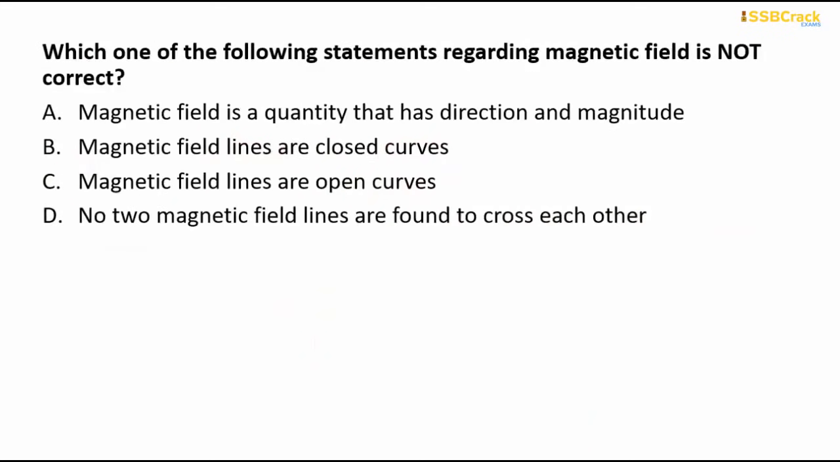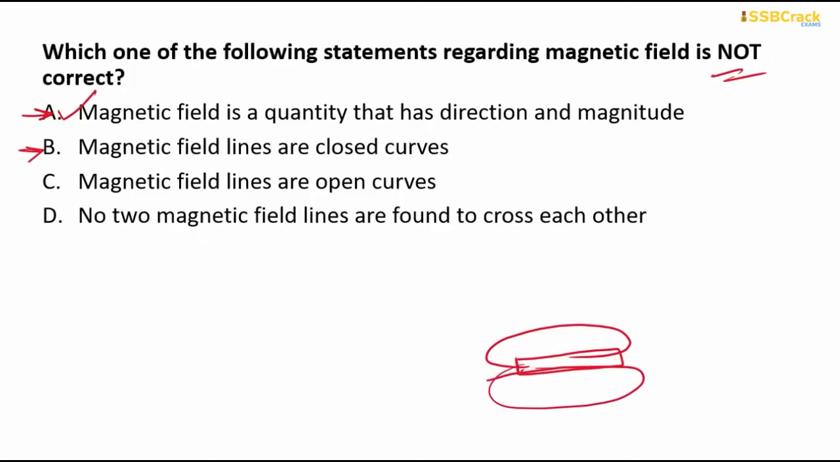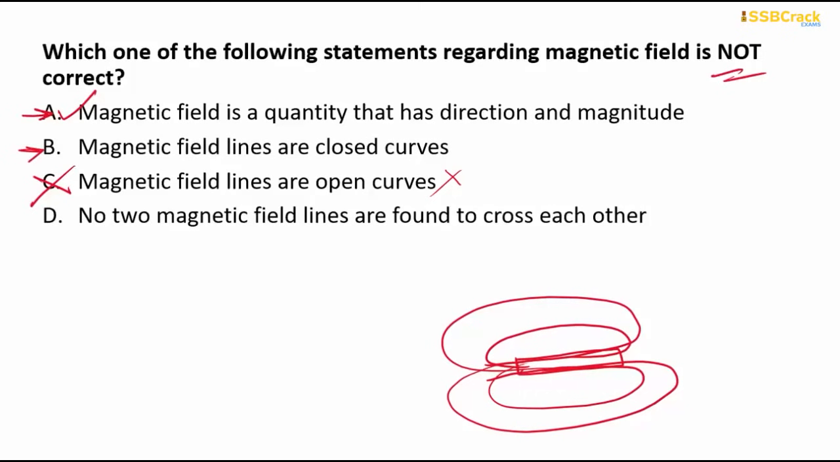Going on with the next important question: which one of the following statements regarding magnetic field is not correct? All of these statements are related to the magnetic field. What does option A say? Option A says that magnetic field is a quantity that has direction and magnitude. Yes, it is absolutely correct. Magnetic field does have direction and it does have magnitude. Going on to the next statement, it says that magnetic field lines are closed curves. Yes, magnetic field lines are always closed curves. Remember, magnetic field lines are always closed curves, but they are not open curves. So statement C is wrong.